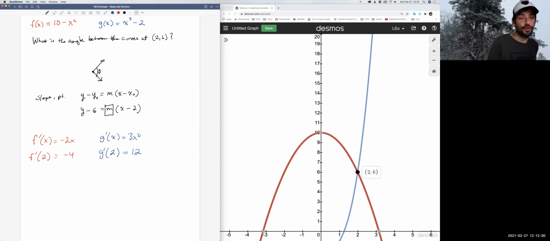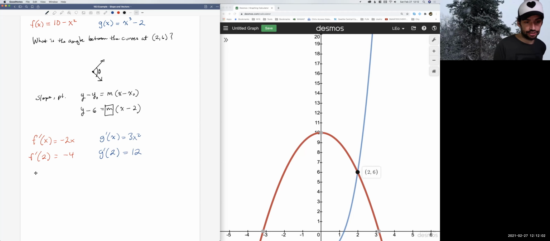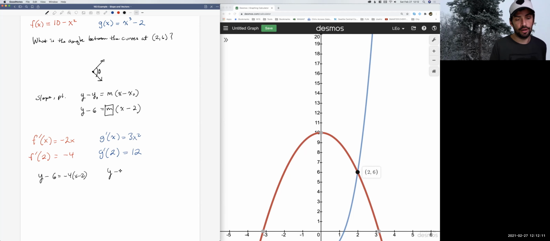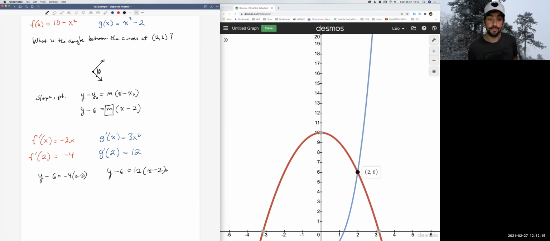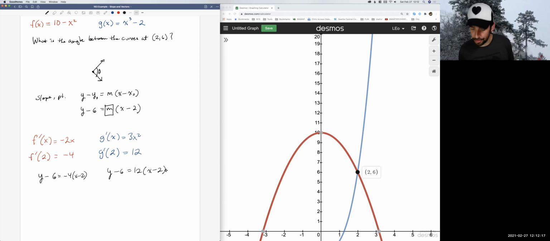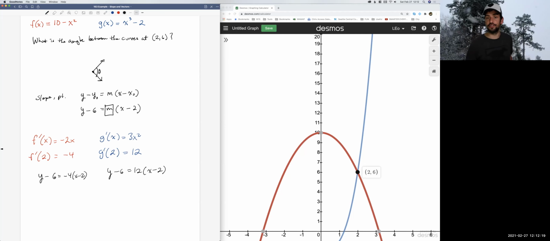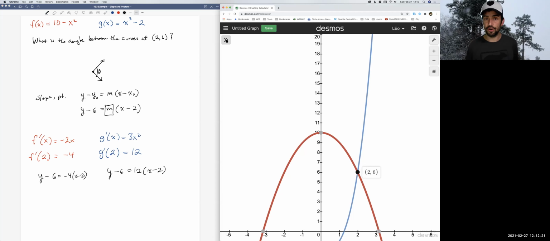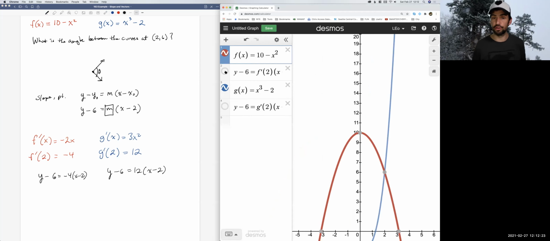All right, so I could easily write down the two tangent line expressions. We'd have y minus 6 equals negative 4 times x minus 2 for f, and y minus 6 equals 12 times x minus 2 for g. But what do those slope numbers mean? Well, let's come over to this graph and graph those tangent lines, or at least a portion of them. I'll say why I'm only doing a portion in a second.